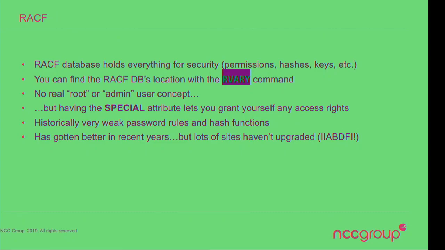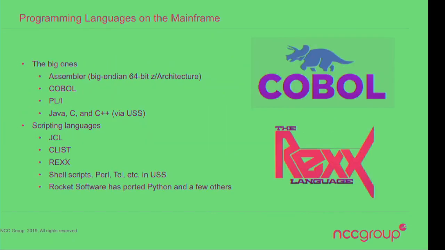Historically, passwords have been very weak, and hash functions have really sucked. They've gotten better in recent years, but a lot of mainframers haven't updated because they very much have a philosophy, like a lot of programmers and admins, of if it isn't broke, don't fix it. We've gotten by just fine on 8-character passwords for the last 40 years. Why are we updating now? So, something to keep in mind.